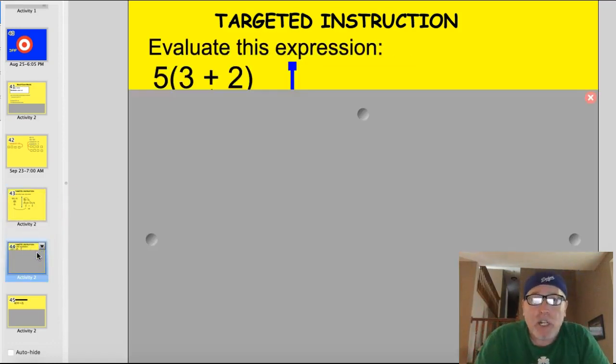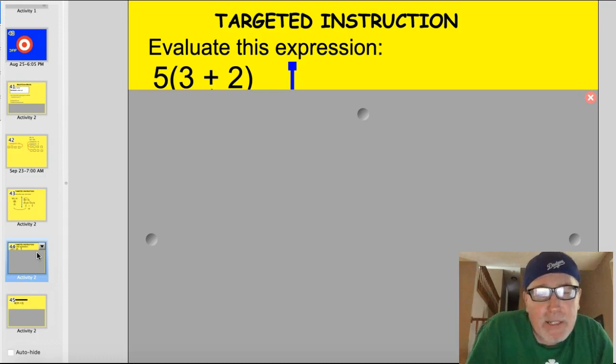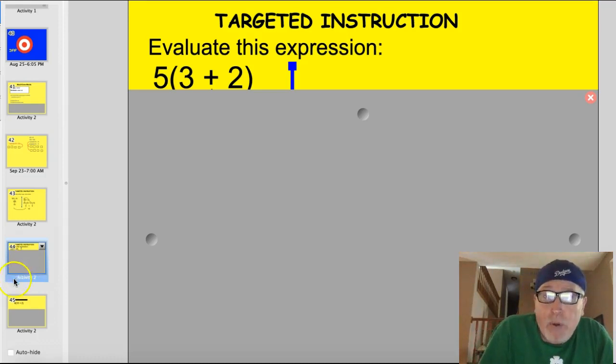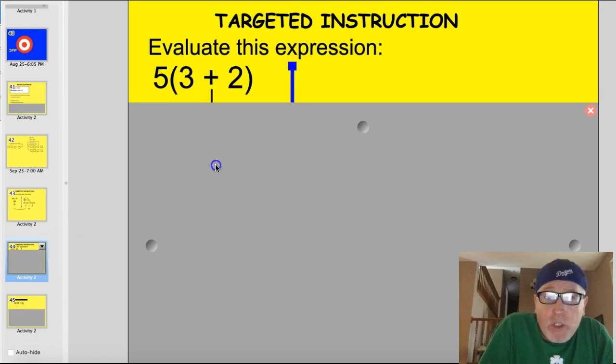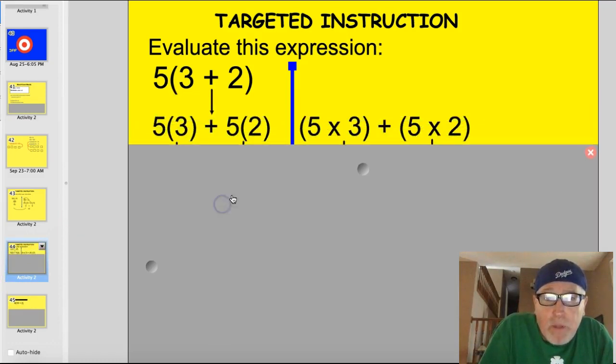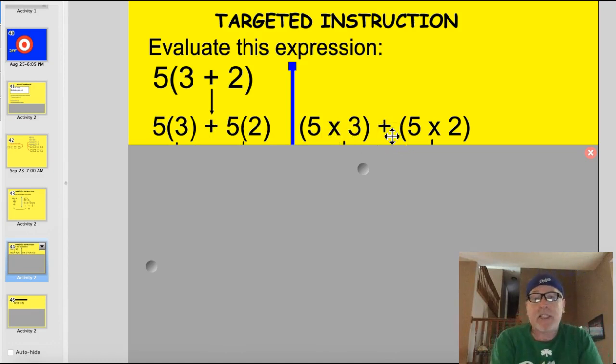So let's take a look at a problem here and look at some of the different ways that we maybe would rewrite this. So here's this problem here, 5 times 3 plus 2. So we could rewrite it this way. Instead of putting the times sign, we could use brackets. We could say 5 times 3 plus 5 times 2, or these two lines are exactly the same.